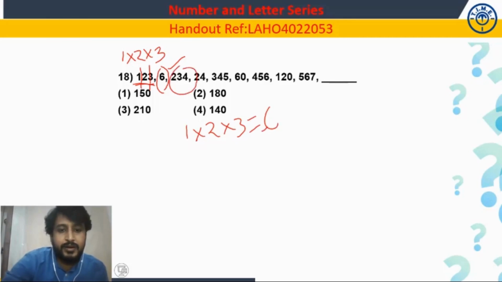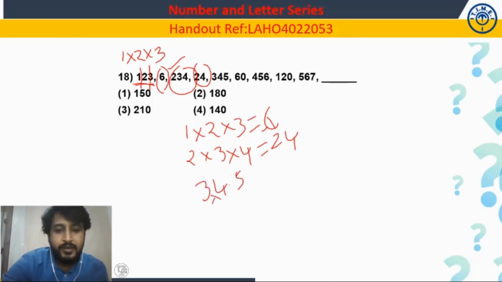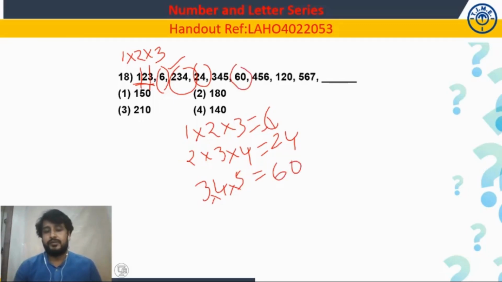And what is the next number given? 234. What is the product of the digits in the number 234? 2 into 3, 6. 6 into 4, 24, which is the given number. Now what is the next number? 345. So now it should be the product of 3 into 4 into 5. 3 4s are 12, 12 5s are 60. Now 456, 4 into 5 into 6. 4 5s are 20 and 20 6s are 120. Perfectly matching. Now what should be next? 5 into 6 into 7. 5 into 6 is 30, 30 into 7 is 210. Choice 3. Okay. Product of the digits.